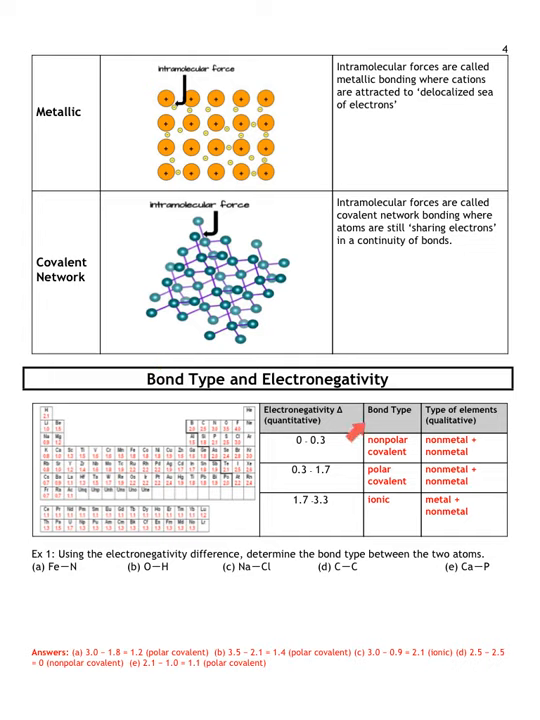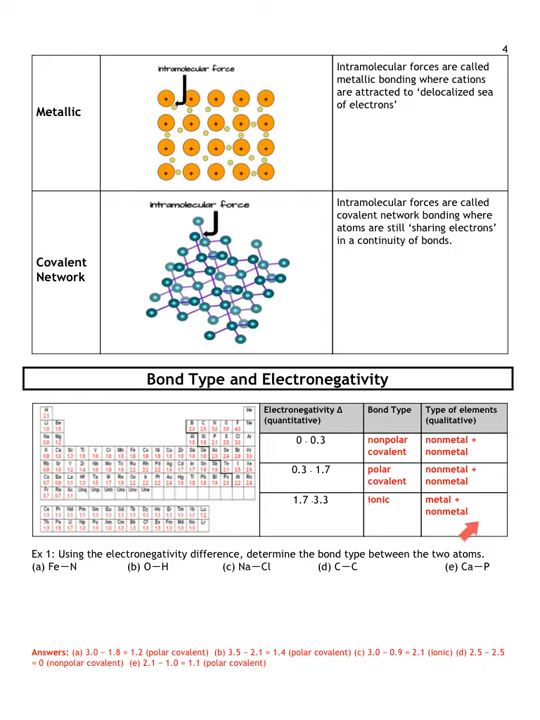Let's go on to bond type and electronegativity. We're going to use these electronegativity values to determine the bond type. If the difference in electronegativity between the two atoms that are bonded is between 0 and 0.3, we call that bond type nonpolar covalent. Usually it's between two nonmetals. If the difference lies between 0.3 and 1.7, we call that a polar covalent bond, and it's often between two nonmetals. Covalent compounds are bonded between two nonmetals.